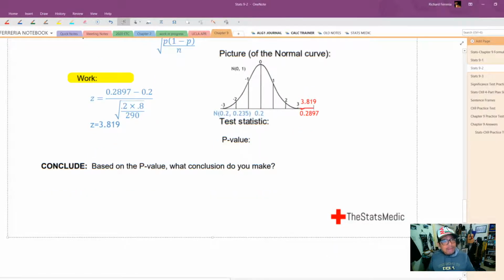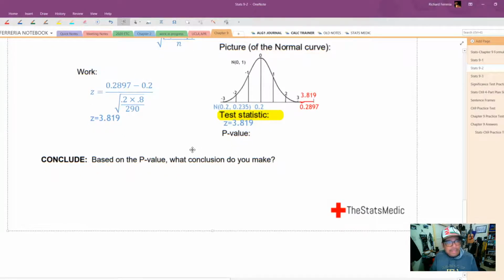Reading through what I have here, the next thing says test statistic, but we've already done our test statistic, so there's no need for us to do that. Maybe I'll just move it over to the other side here where it says test statistic.